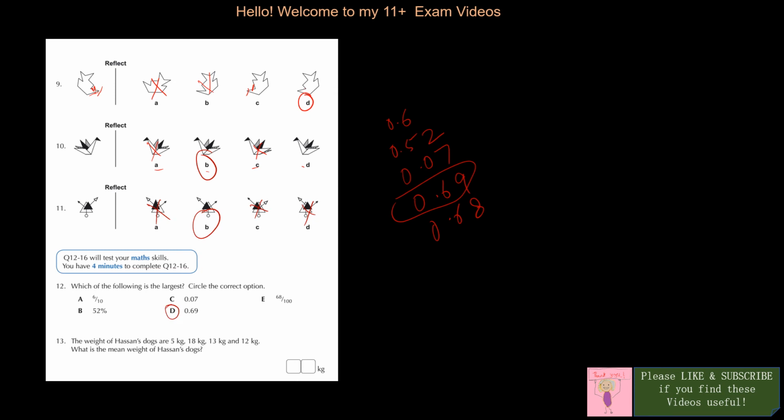Then the weights of Hassan's dogs are 5, 18, 13, 12. What is the mean weight? Mean means I have to add. So 5 plus 18 is 23, and 13 is 36, and 12 is 48, divided by 4 is 12, so my answer is 12.